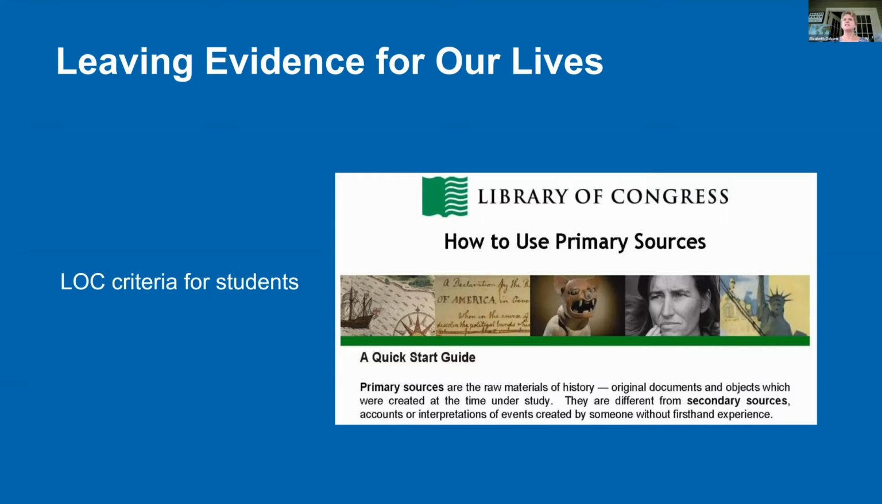But what he writes in 1900 about George Washington can tell us a lot about what people in 1900 wanted to believe. So that's really tricky for your students. It's like everything at some point in time can become a primary source.